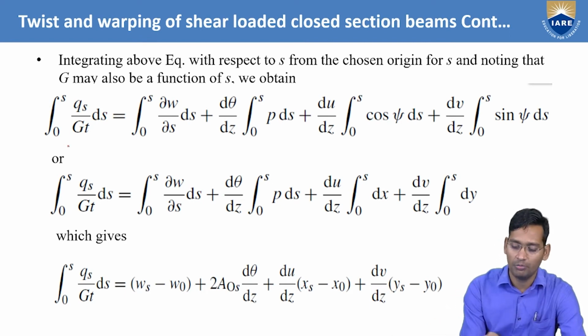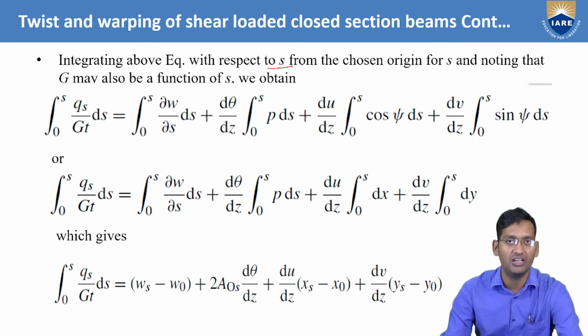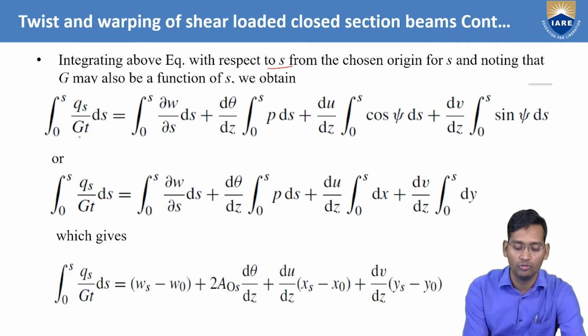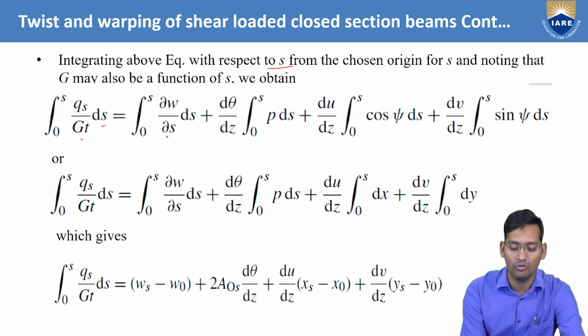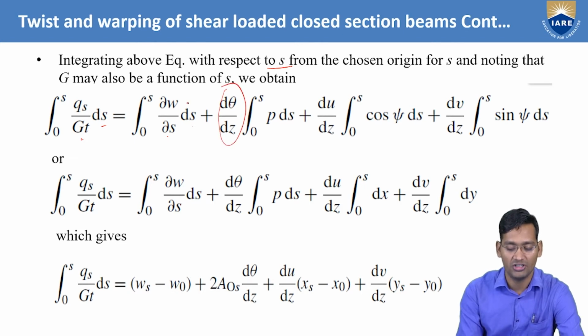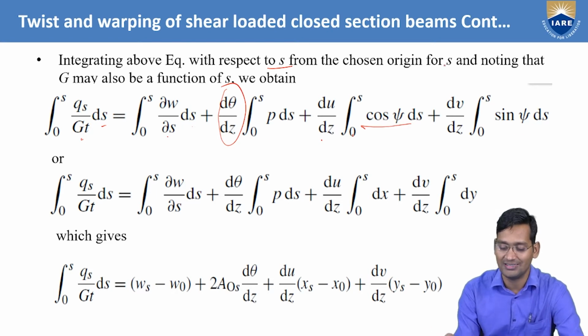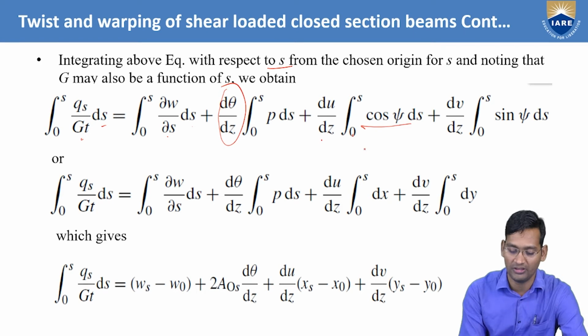For the entire s we are integrating from 0 to s. So the integral of q by Gt ds equals the integral from 0 to s of del w by del s ds, plus d theta by dz, which is constant, times the integral from 0 to s of p ds, plus du by dz, again constant, so out of the integration, times the integral from 0 to s of cos psi ds, plus dv by dz, again constant, times the integral from 0 to s of sin psi ds. This is just after integrating. Now further simplifying this one.